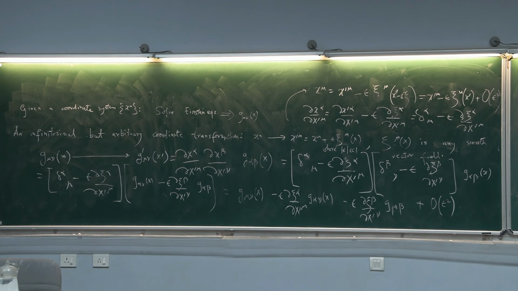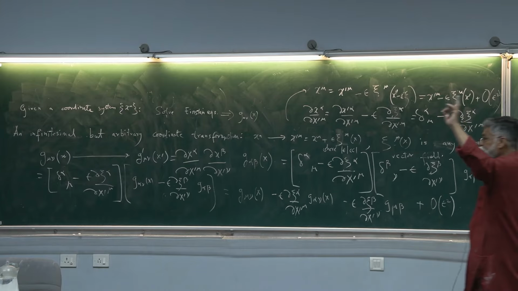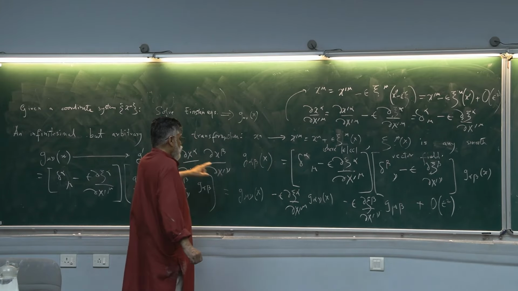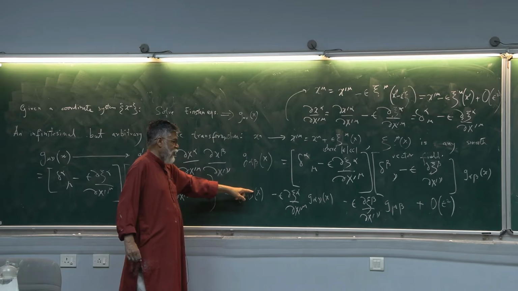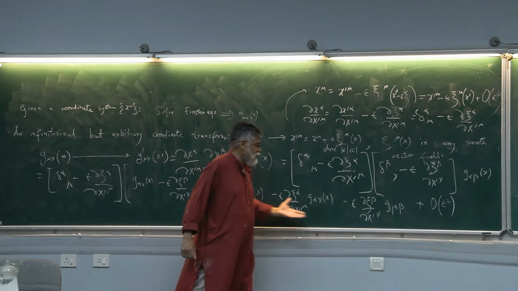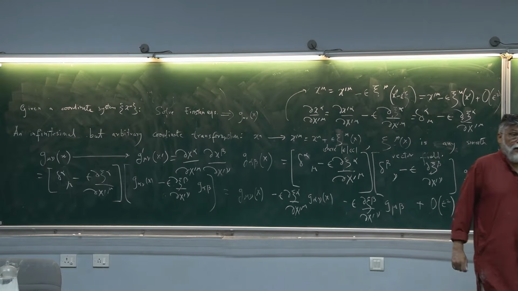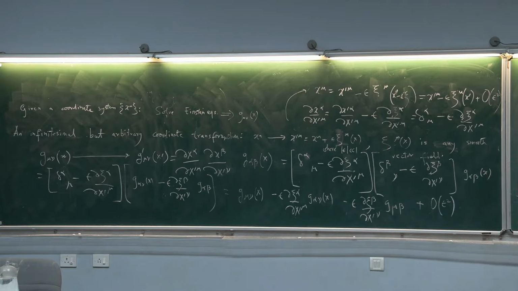So we pause, what have we got? We have got that the new metric as a function of x prime is the old metric as a function of x, and we have this term. Agreed? Okay. But when I want a symmetry, what I mean is that the new metric as a function must be the same as the old metric as a function.